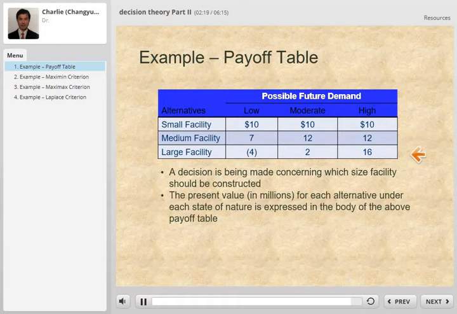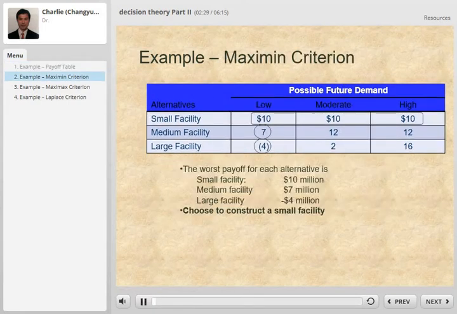There are different techniques we can use to choose from these three. Here is the first technique. Basically, the idea behind this technique is we worry about the worst, and we want to pick the option, the alternative, that will give us the best payoff when the worst scenario happens.